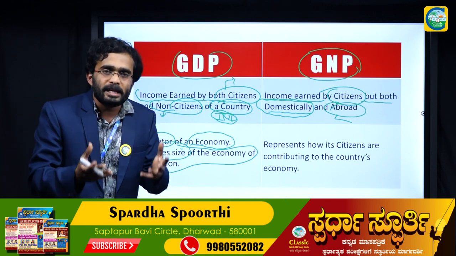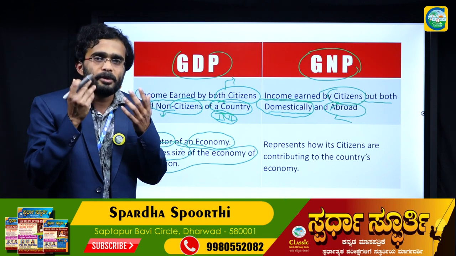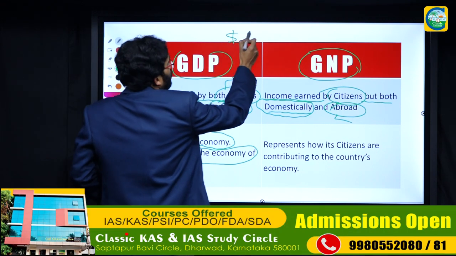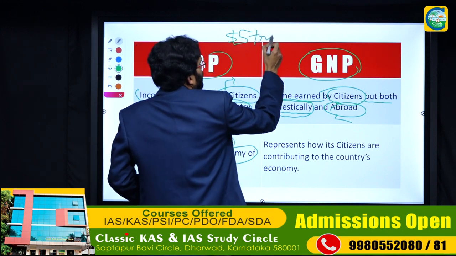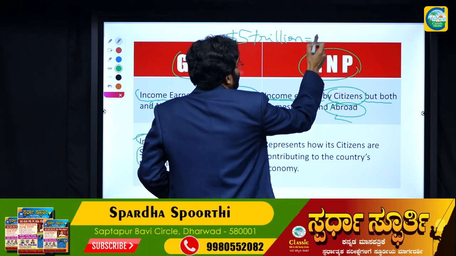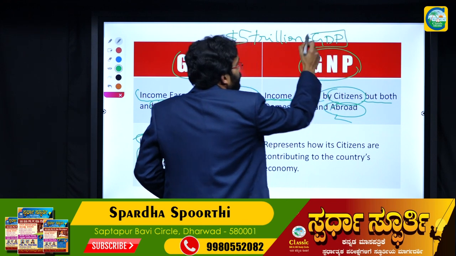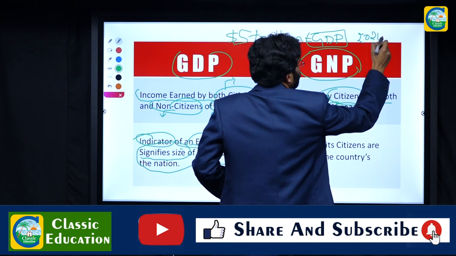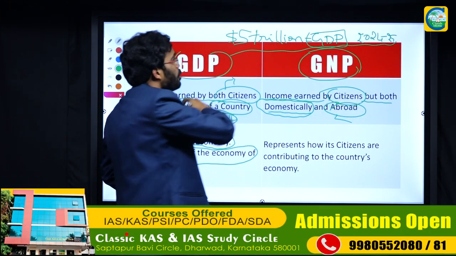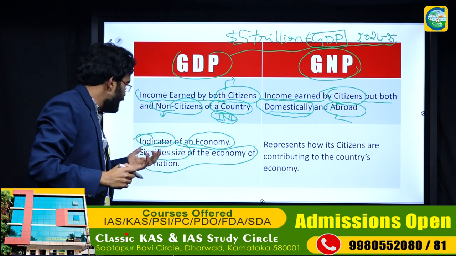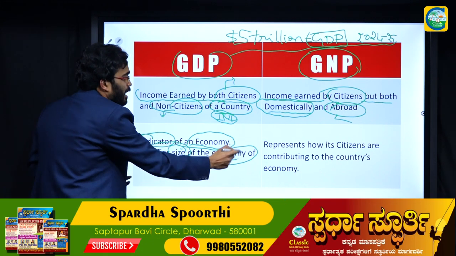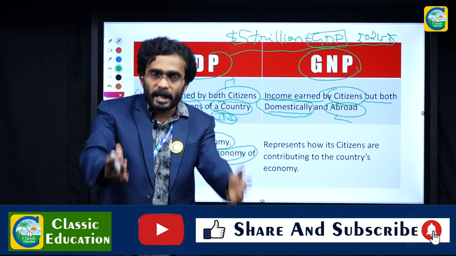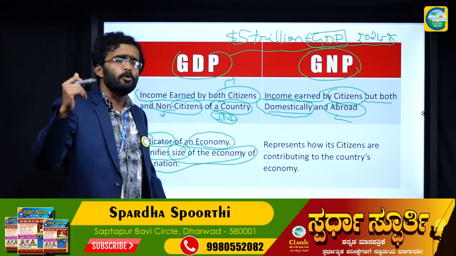That's why the present government has taken the ambition to make India a $5 trillion economy, that is, to make India's GDP $5 trillion by 2024-25. This is the aim. So what is GDP doing? GDP is signifying the size of the economy. How huge is your economy? How much goods and services are produced in a financial year in your economy? That is the utility of GDP.